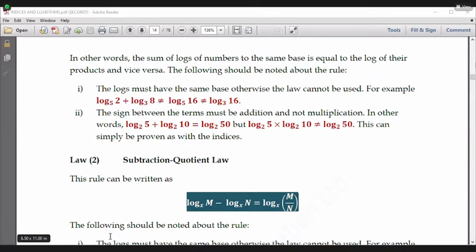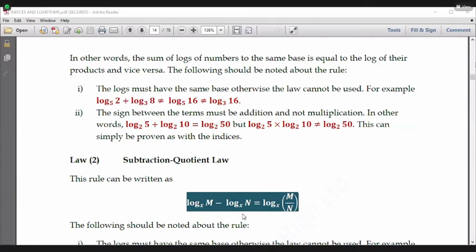So I was asking, are you able to see the screen? Yes, we are. Law number 2, subtraction or quotient law, and this is what the law states. And I was asking you before the internet went off, what is log of 8 minus log of 2? To 4 decimal places.